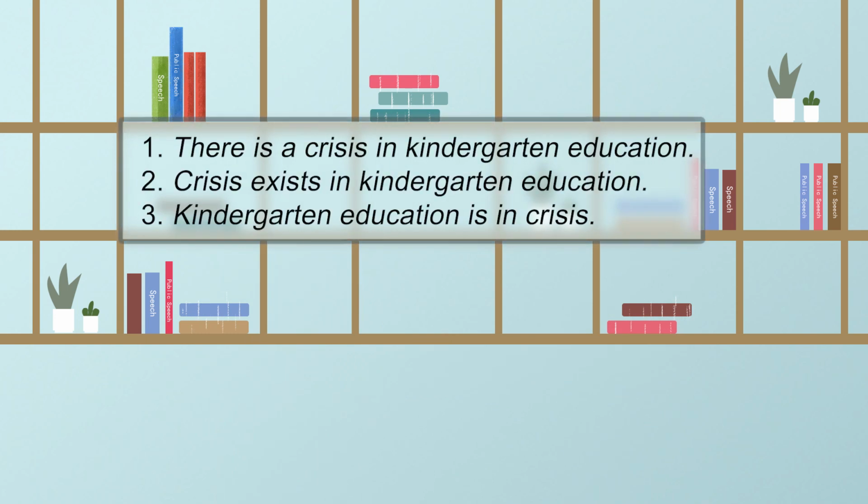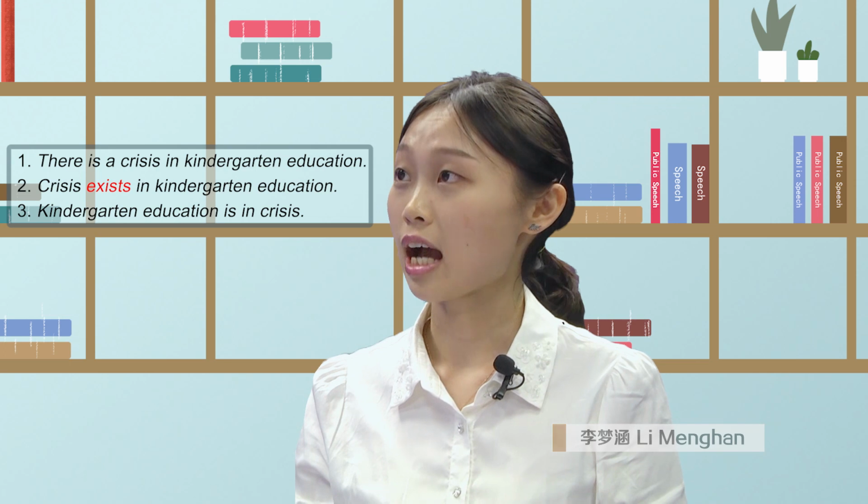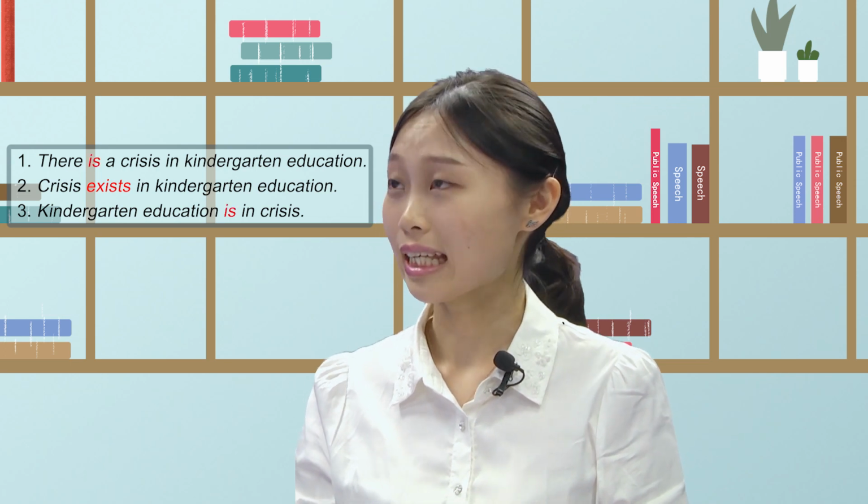Han, there are 3 sentences. Please tell me which one gets the most attention. Number 2 gets my attention. Why? Number 2 uses the verb exists, while the other 2 use is. Is indicates less sense of action. Good for you. You see, you have very good observation.